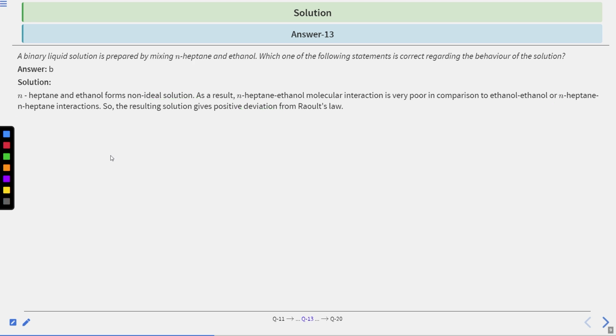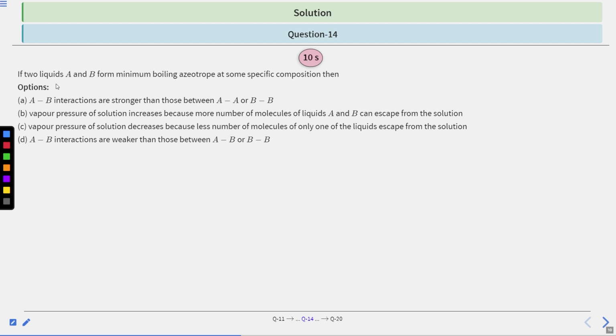Okay, let's move to question number 14. If two liquids A and B form a minimum boiling azeotrope at some specific composition, then select the correct one. AB interactions are stronger than those between AA or BB. Vapor pressure of solution increases because more number of molecules of liquids A and B can escape from the solution. Vapor pressure of solution decreases because less number of molecules of only one of the liquids escape from the solution. AB interactions are weaker than those between AA or BB.